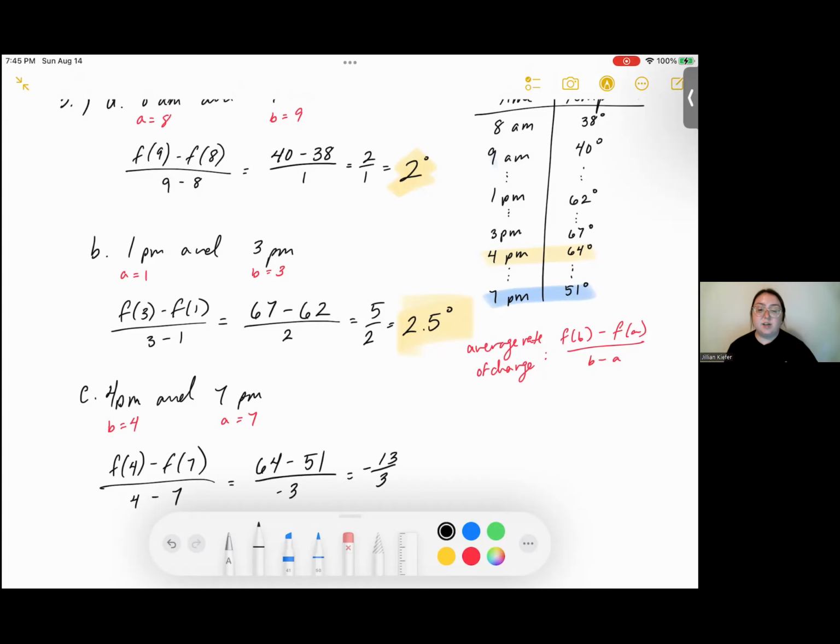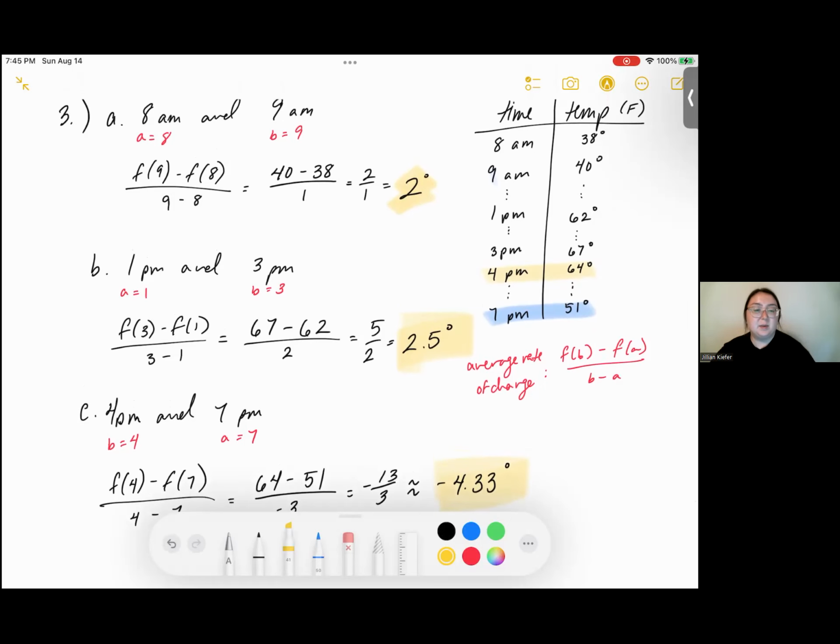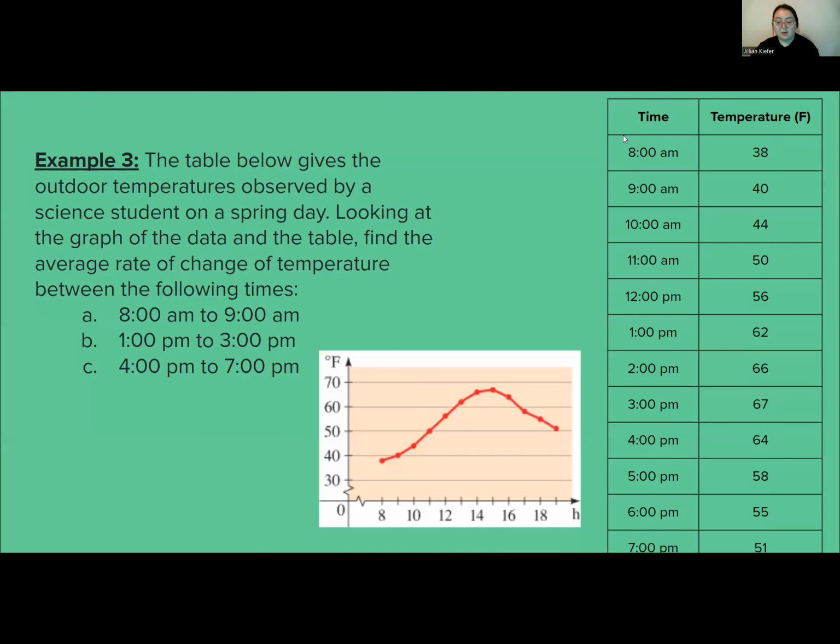We can calculate this value in decimal, or we can leave it like this. In decimal, this is going to be -4.33. I wrote that wrong, sorry. There we go. -4.33 degrees. So between the hours of 4 and 7, we saw decreasing temperatures. We saw that our average rate of change was -4.33 degrees. So, all right, that wraps up example 3. Let's go back to our lecture.